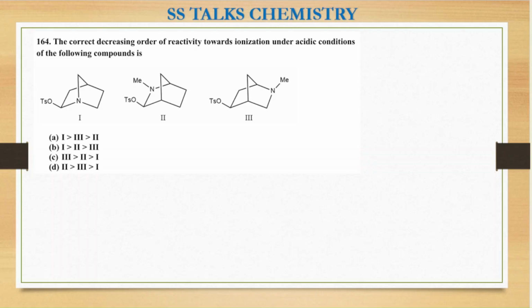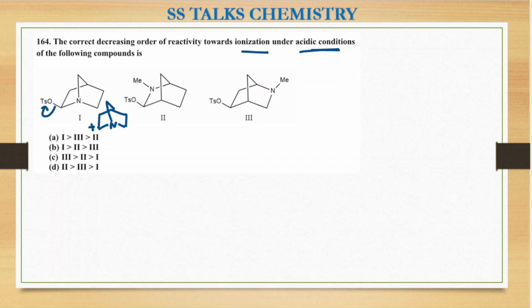It says the correct decreasing order of reactivity towards ionization under acidic condition of the following compounds. So these species you are having, and in the acidic medium the treatment has been done. So what basically they are doing is this OTs group that you are having can easily leave from the medium, and due to that you will get the formation of carbocations over there. So in the first molecule the carbocation formed will be like this, the nitrogen center is present, and this ring is present. The carbocation is formed over here.